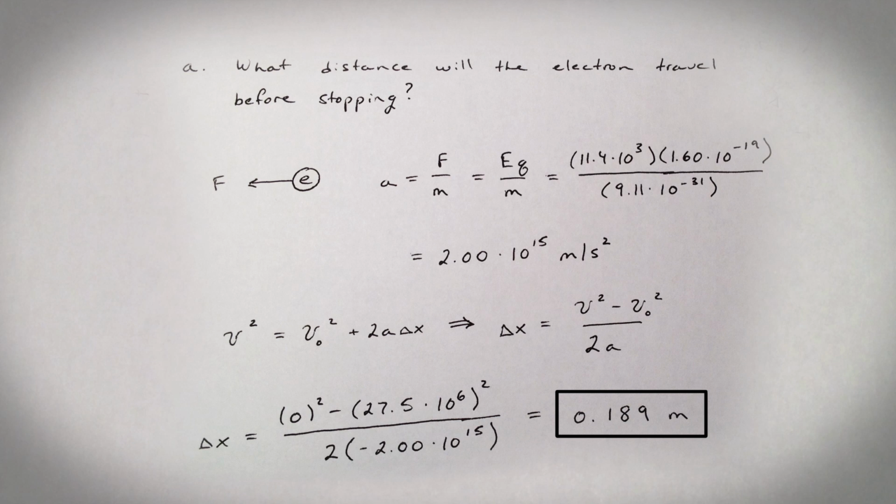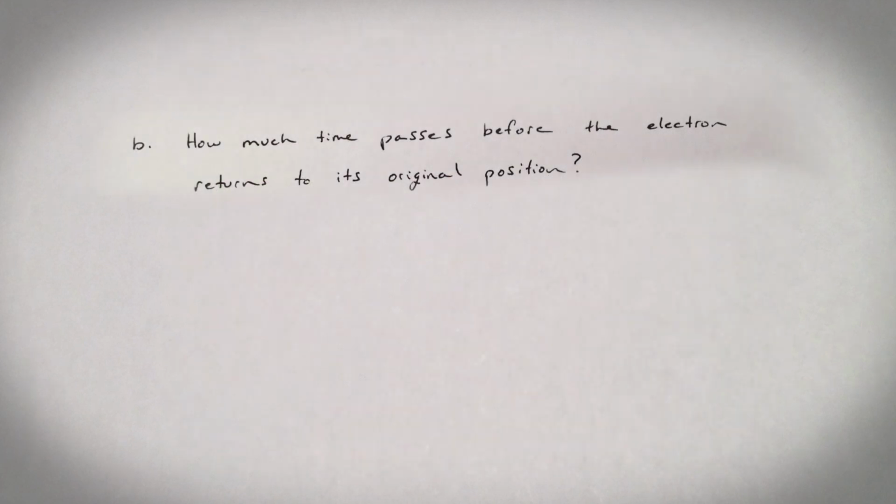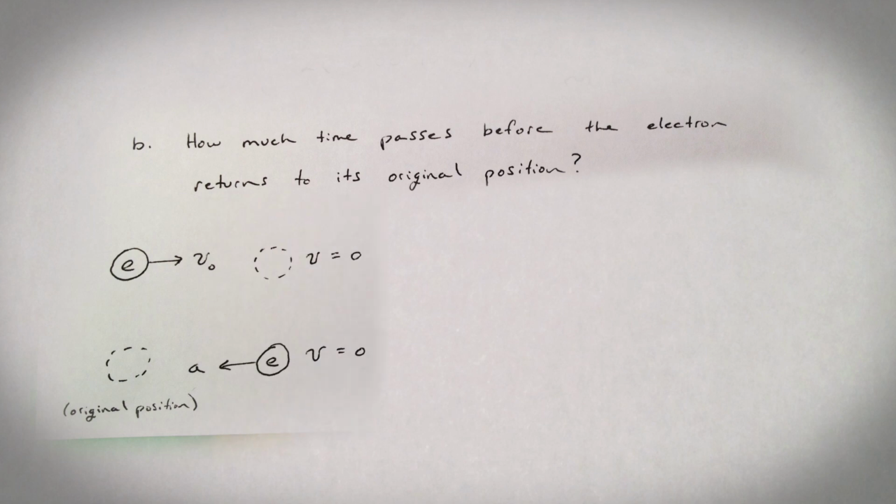It will be helpful to store the precise versions of delta x and acceleration in our calculator because we're going to use them later in part B. Part B asks how much time passes before the electron returns to its original position.